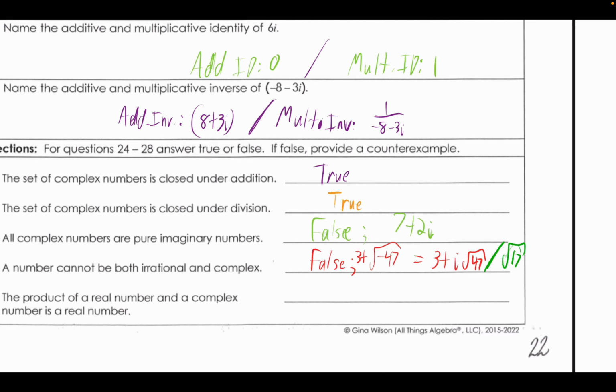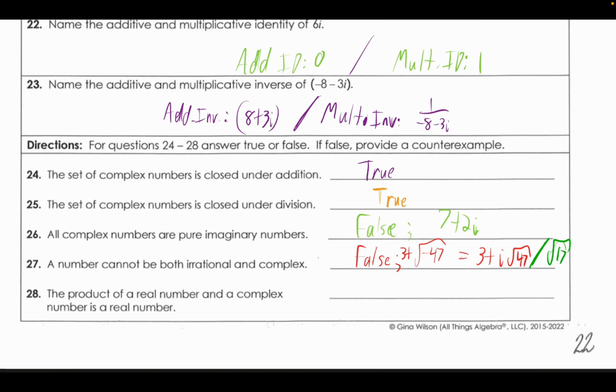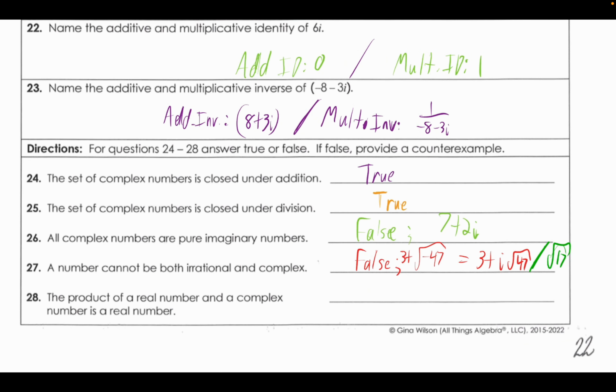And last but not least here, number 28, the product of a real number and a complex number is another real number. And this is false. For example, if I were to take 2, a real number, times 3 plus 2i, a complex number, I will not be getting a real number. I will be getting 6 plus 4i, another complex number. Now, there are cases where you can multiply a real number and a complex number together and get a real number. But this is a counterexample to that, and that's really anytime you have an imaginary part as part of the complex number.